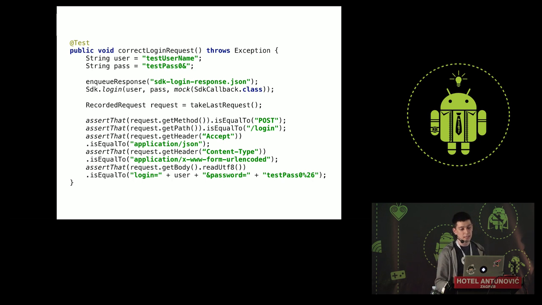Basically what it does, it uses a helper method called enqueueResponse to take the JSON from this file in the test resources and enqueue it as the next response from the mock web server. And then we call the actual code we're testing, sdk.login. And after that, we ask the mock web server for the recorded request. So the mock web server records each request that's made to it, and then we can verify that that is the exact request we wanted to make. And as soon as we break it, we'll know it.